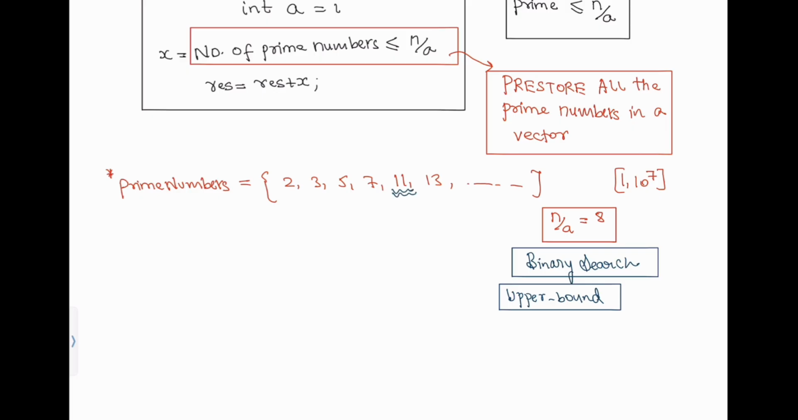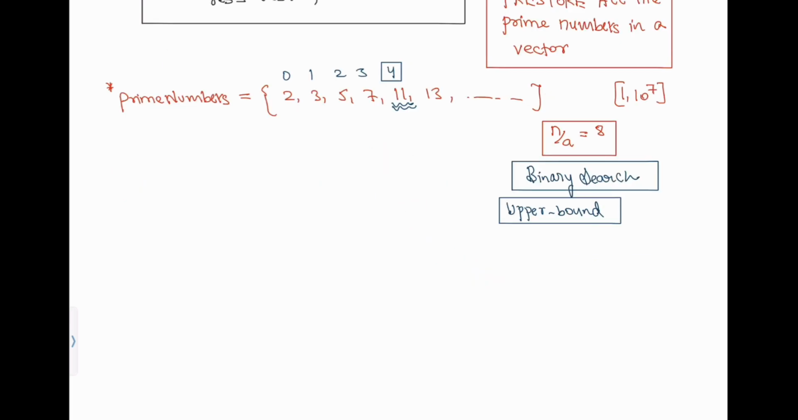And what is its index? Its index is going to be 0, 1, 2, 3, 4. So index 4. This 4 is actually the number of prime numbers that are less than or equal to 8. If you count 1, 2, 3, 4. That's it. So we can do it by simply finding the upper bound and then the index. We just have to find the index of the upper bound.